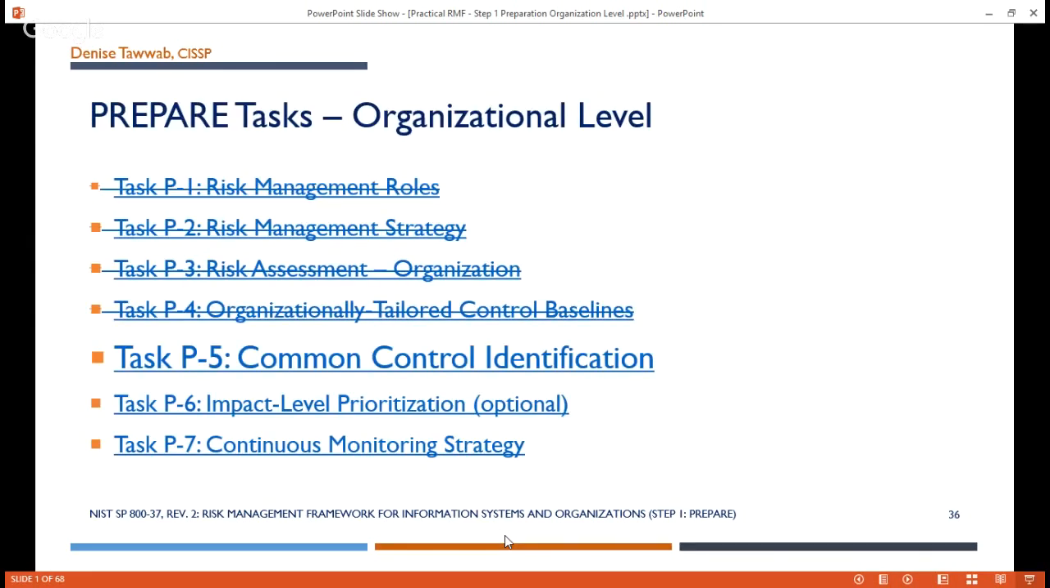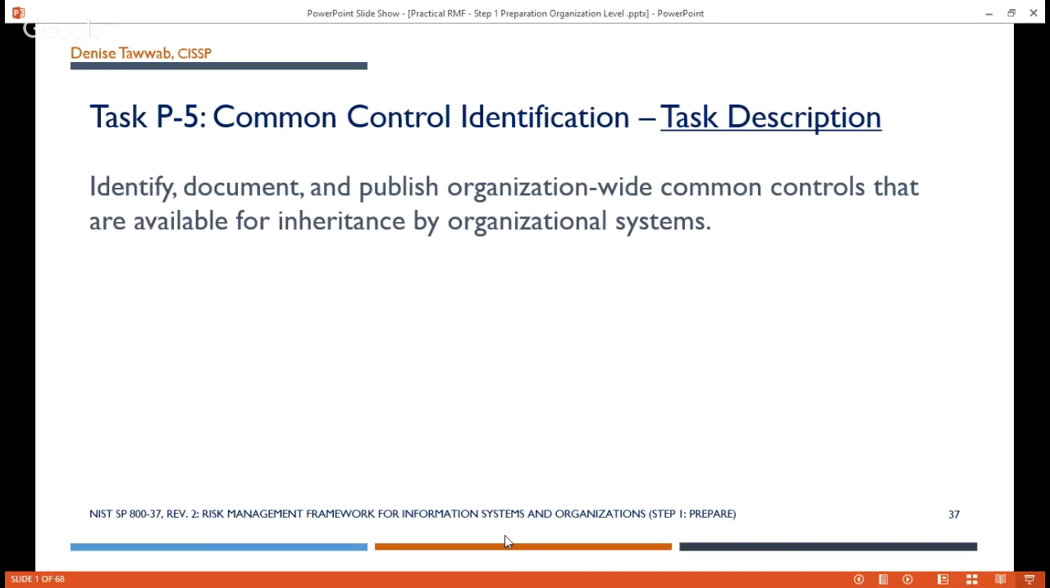We're 4 tasks into a 7-task process of step 1, preparing your organization. Step 5 is where you identify your common controls. In step 5, you identify, document, and publish organization-wide common controls that are available for inheritance by organizational systems.